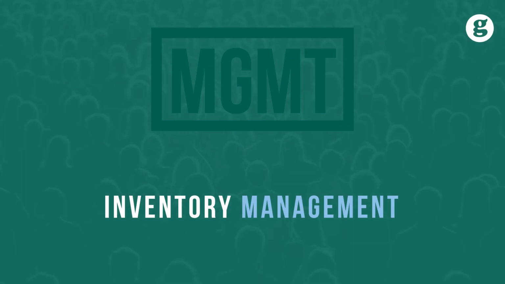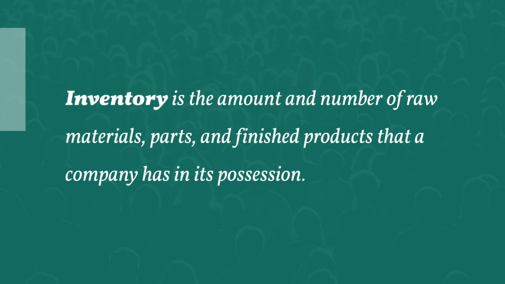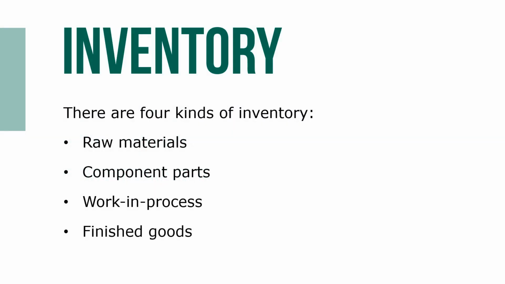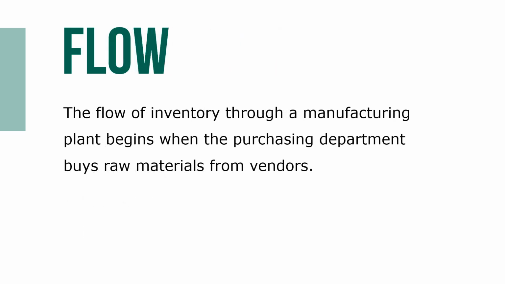Take a look at inventory management. Inventory is the amount and number of raw materials, parts, and finished products that a company has in its possession. There are four kinds of inventory a manufacturer stores: raw materials, component parts, work in process, and finished goods.